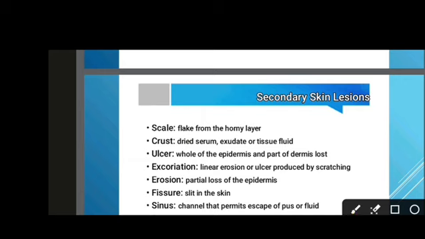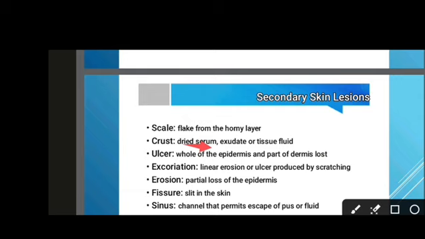Crust is dried serum, exudate, or tissue fluid. An ulcer is when the whole of the epidermis and part of the dermis is lost, which means if there is a loss of the epidermis and part of the dermis, it is said to be an ulcer.